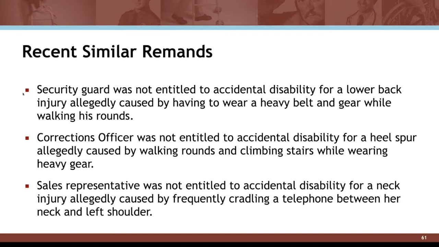The other CRAB case that is in the third bullet point involved an applicant who claimed that she had to use the phone at work for long stretches of time, and that her neck sustained an injury from the frequent cradling of the telephone receiver between her neck and left shoulder. CRAB found that that is a common movement frequent to many in and out of work, and she was not eligible for accidental disability retirement benefits.